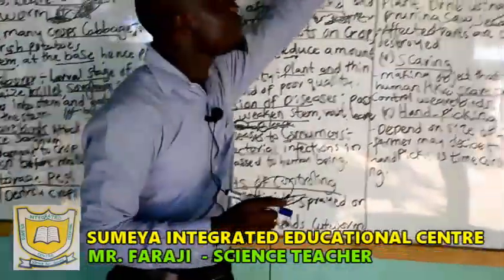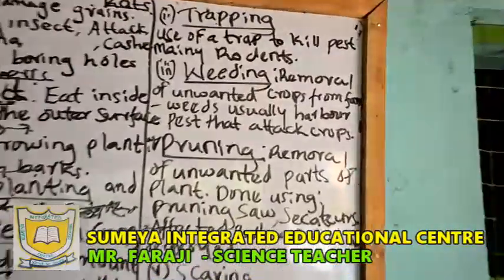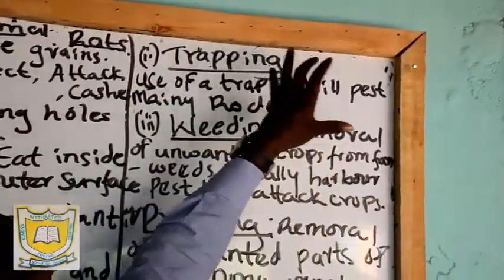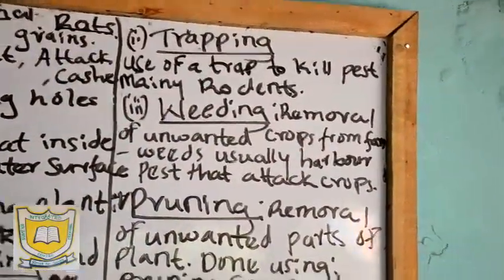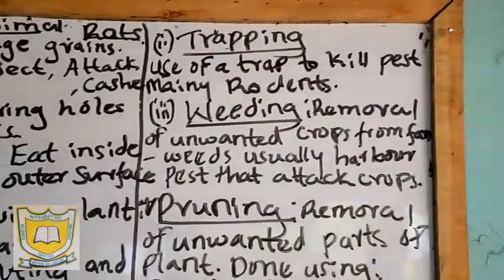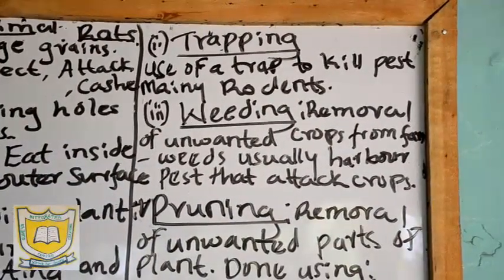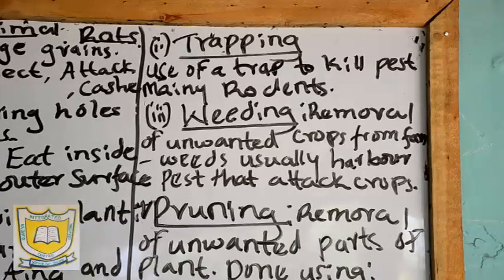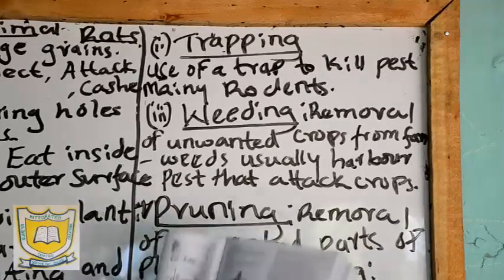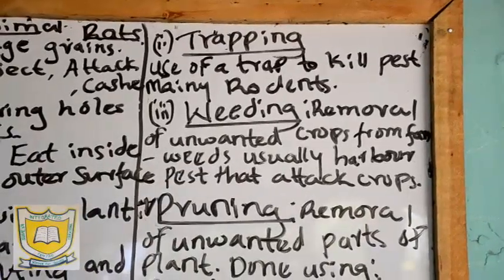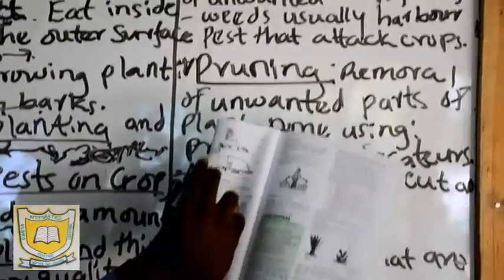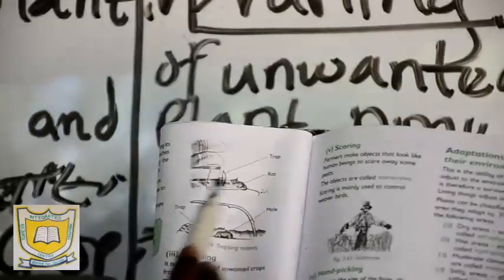The second control of crop pests is trapping. Now, when you discuss trapping, we use what we call a pest trap. A pest trap is a structure that is well made so that it can trap mainly rodents. For example, this is an example of a trap. This trap here, when you look down here, we have what we call a rat.